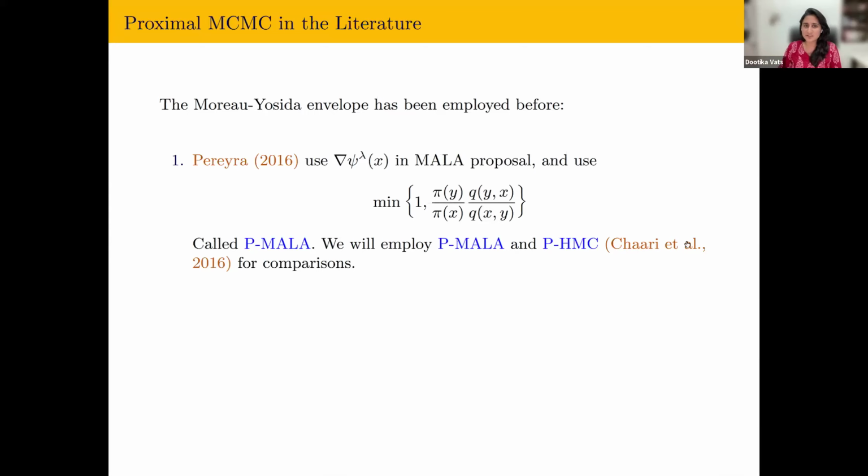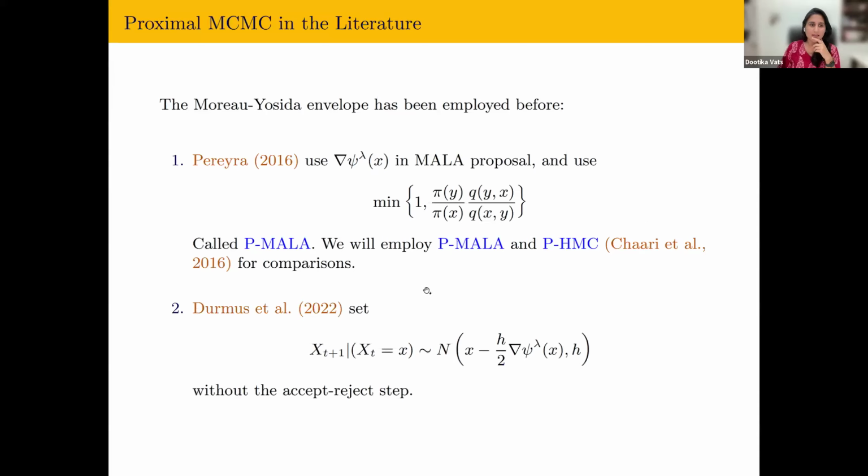And a similar thing was then done by Chari et al. to build an HMC version, where it's the correct target density with respect to which the accept-reject is happening, but the gradients are being used from psi lambda, the approximation. And then Durmus et al. did an unadjusted Langevin method, where they ran an unadjusted Langevin algorithm replacing the gradients of psi with the gradients of psi lambda. Right? We focus on comparing our methods to P-MALA and P-HMC because these are exact implementations similar to ours.